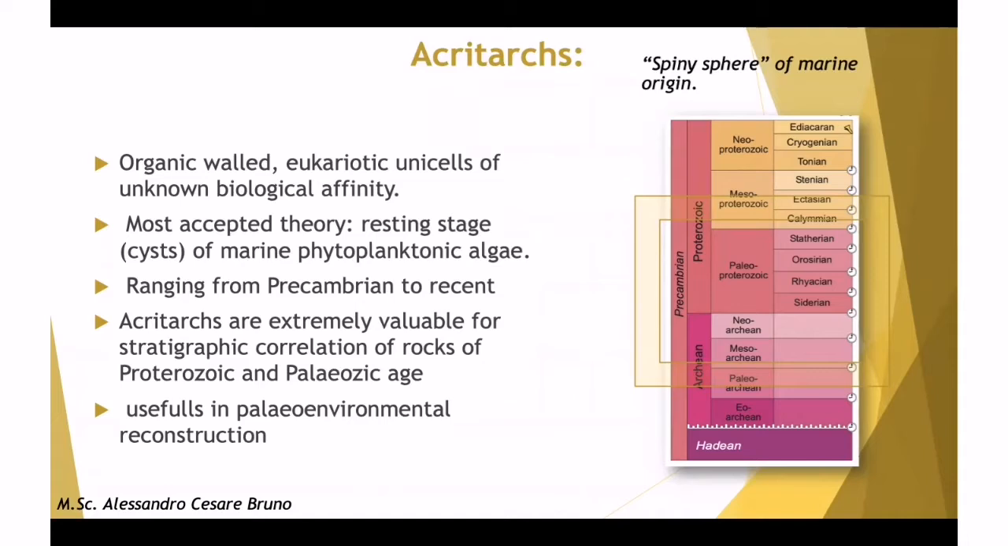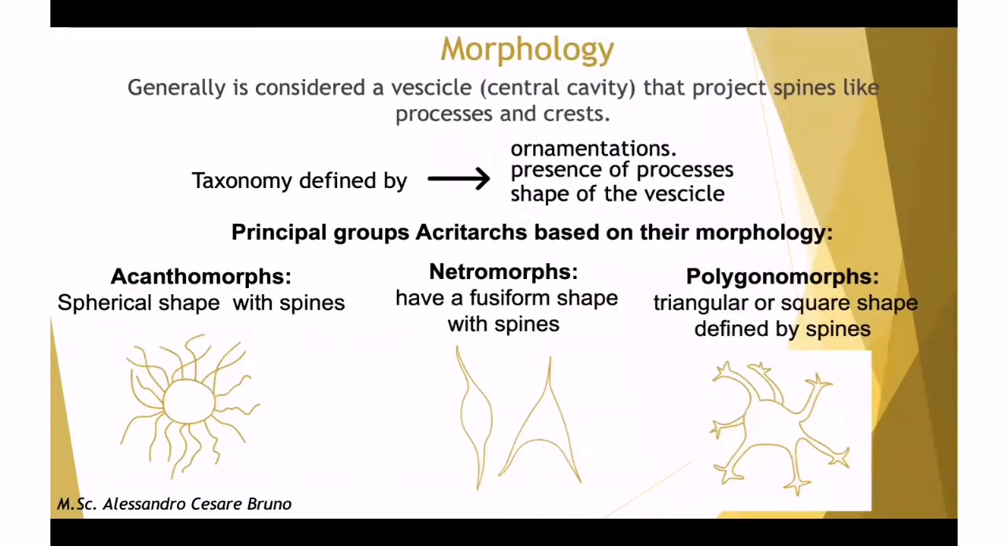They range from the Precambrian to the Tertiary, and acritarchs are extremely valuable for the investigation of biostratigraphy in Paleozoic rocks, and are very useful principally for paleoenvironmental reconstruction. Acritarchs are generally described as a particle that is mainly structured by a vesicle that can project spines, processes, and crests. Their taxonomy is defined principally by their ornamentation, the presence of processes, and the shape of the vesicle.